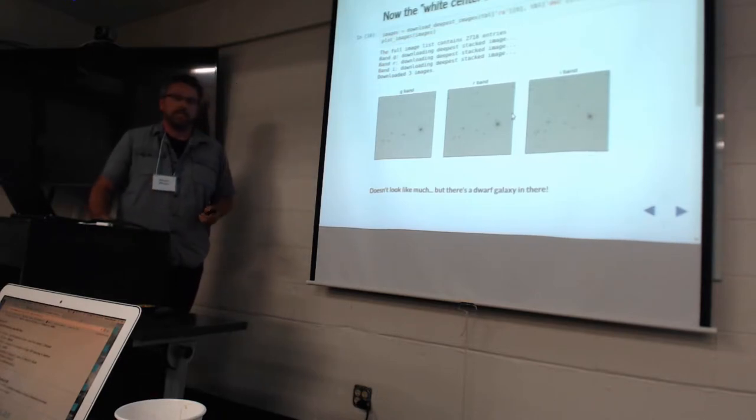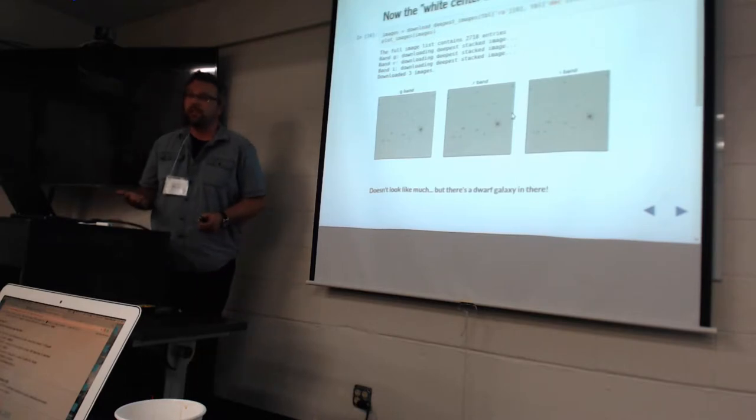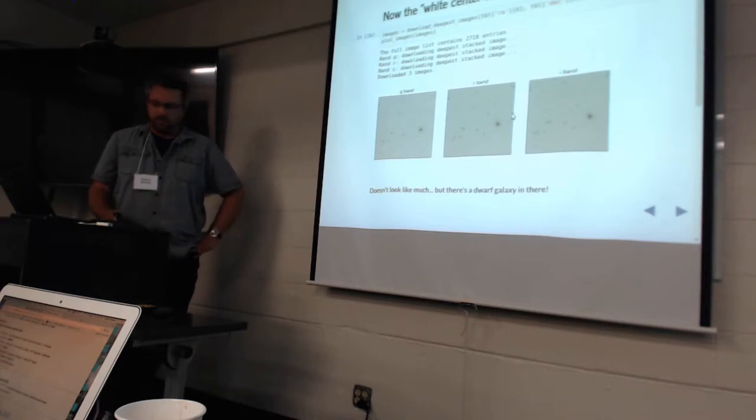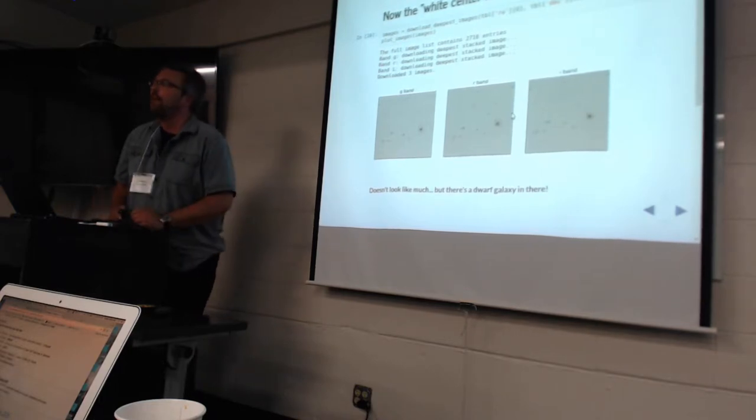This is the whole thing about dwarf galaxies. They're very important in many fields. For instance, they're dominated by dark matter. So they are a good indicator of where, for instance, the large gas structure is being produced or located. But they're hard to find because they're very faint.